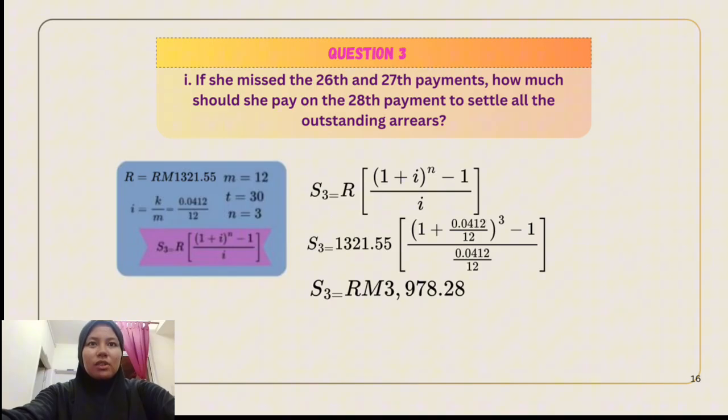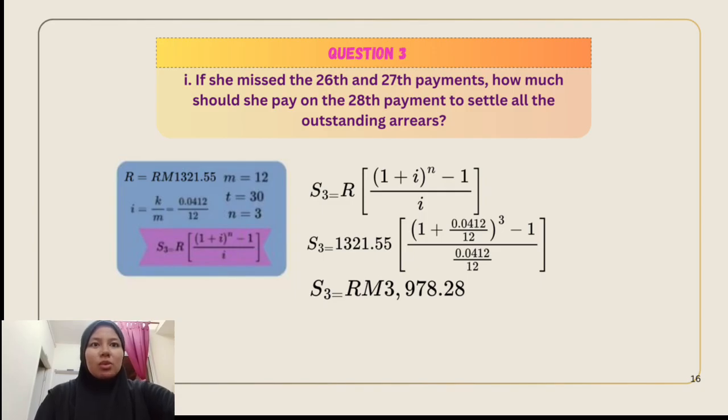So we need to pull out the information first. K equals 0.0412, M equals 12, T equals 30, N equals 3, I equals K per M equals 0.0412 per 12. So I use the formula S equals R bracket open bracket 1 plus I close bracket to the power of N minus 1 per I close bracket. So we fill in the formula with the information that we pulled out just now.